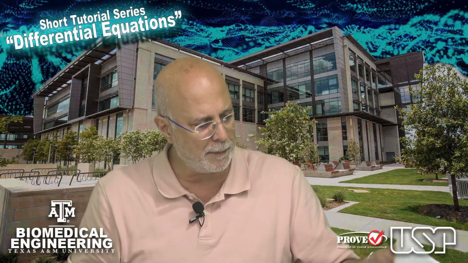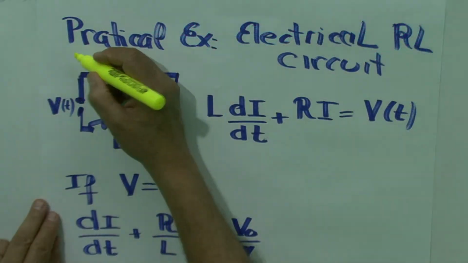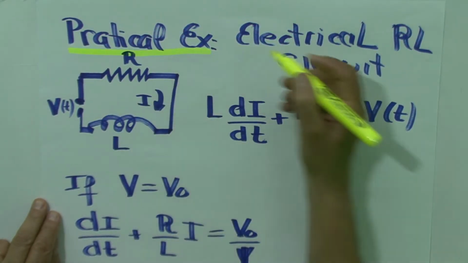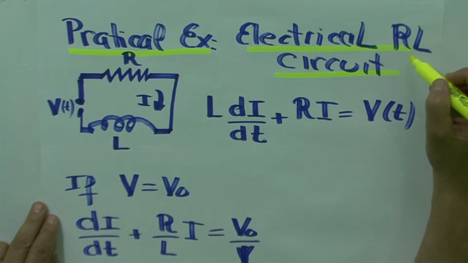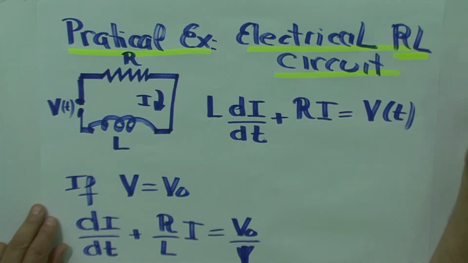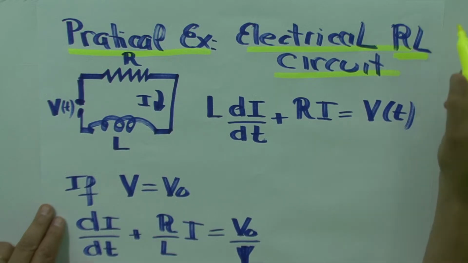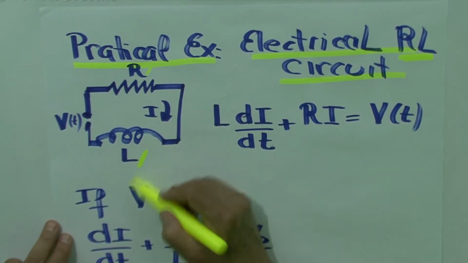Okay, so this was another example. Very nice. Now I want to give you another practical example. In biomedical engineering, we use a lot of electricity, and circuits are there all the time. I'm going to consider a resistive and inductive circuit, an RL circuit. It has a resistance and an inductor.